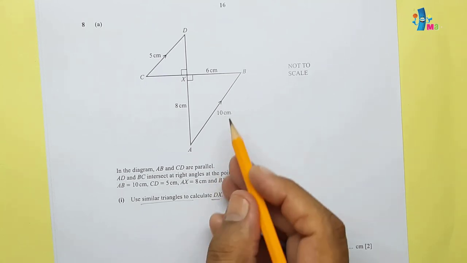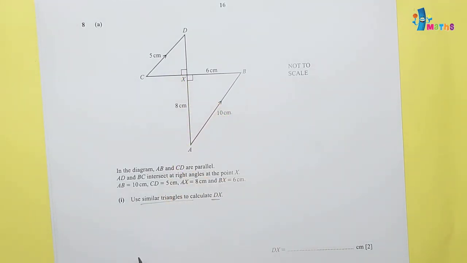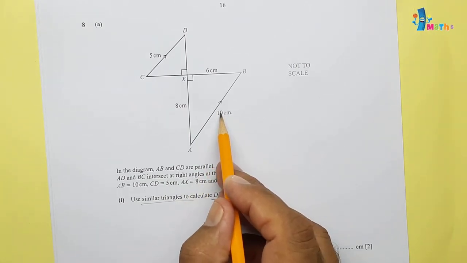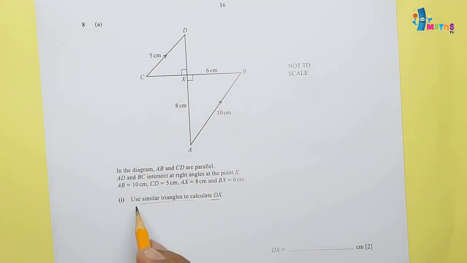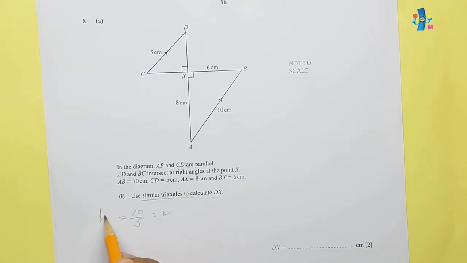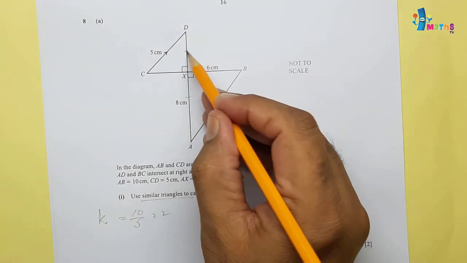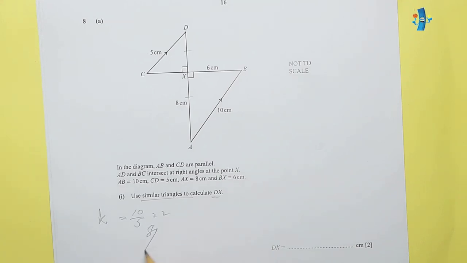So we can use the ratio, and the ratio is this one. This is the hypotenuse, and the hypotenuse ratio will be 10 divided by 5, which is 2. So this will be the k value, and this k value we can utilize, and this side will be similar to this side. So 8 divided by 2 will be equal to 4. So our answer will be 4. We can write this as DX.